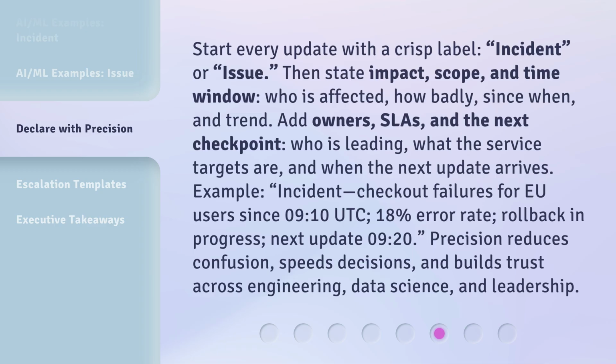Example: incident. Checkout failures for EU users since 9:10 Coordinated Universal Time. 18% error rate. Rollback in progress. Next update 9:20. Precision reduces confusion, speeds decisions, and builds trust across engineering, data science, and leadership.